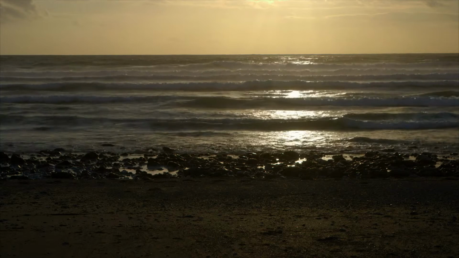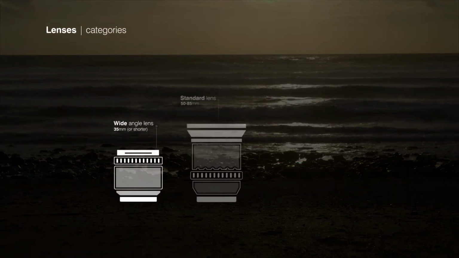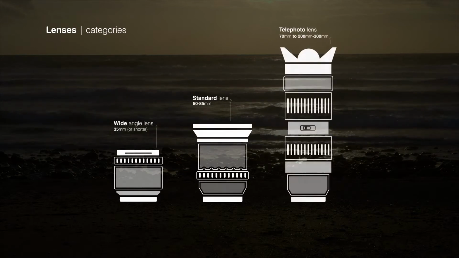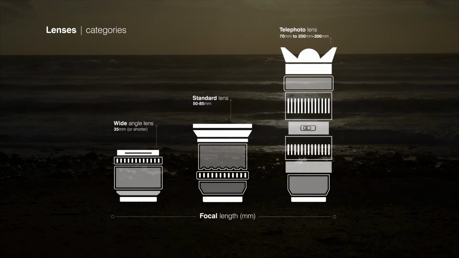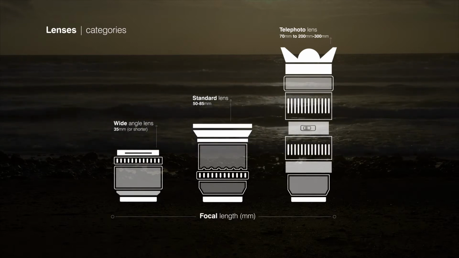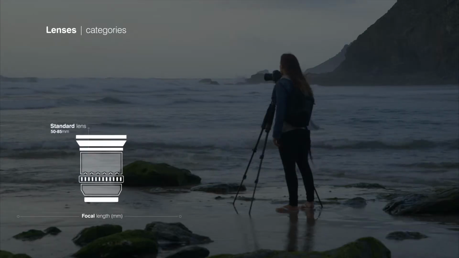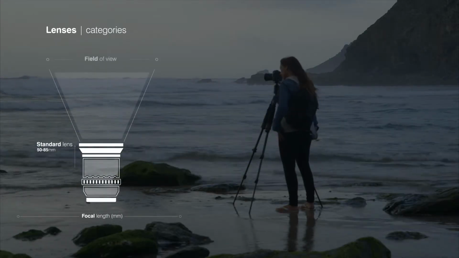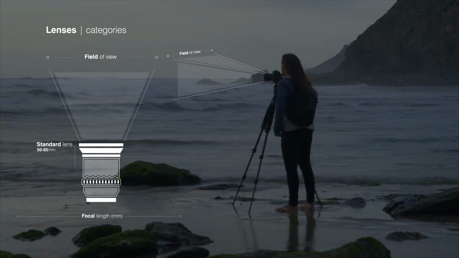Lenses are generally separated into 3 categories: wide angle, standard, and telephoto. These categories are defined by something called focal length. Focal length is measured in millimetres. It does refer to how the optics operate inside the lens, but to simplify this, it basically refers to how much your camera can see in its field of view when you use a particular lens.